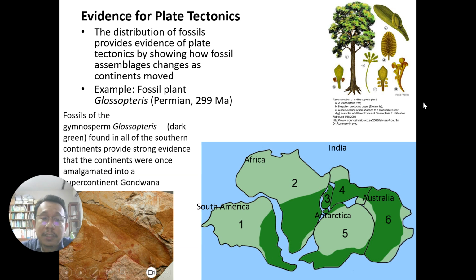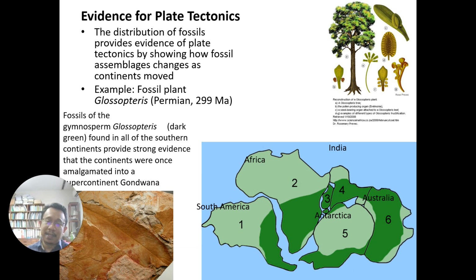So you can use fossils to reconstruct the paleogeography of these tectonic plates millions of years ago. For example, in many places throughout the whole world, you get this long-shaped leaf plant that we call Glossopteris. Okay, it is a gymnosperm, right? Found in all the southern continents. It's found in South America, Africa, Antarctica, Australia, India, and Madagascar. Today, all these are separated by large oceans, right? They are far away from each other.